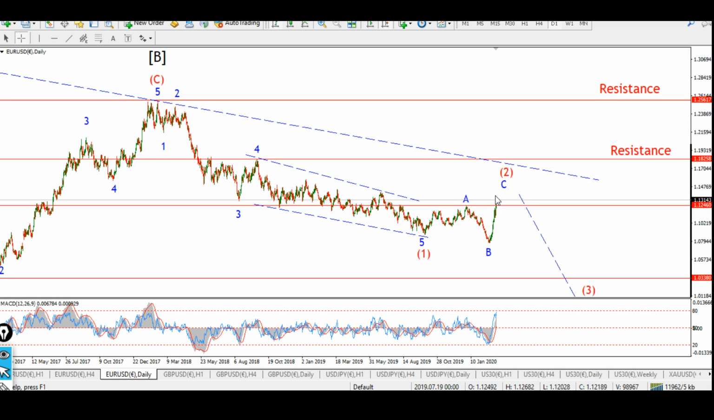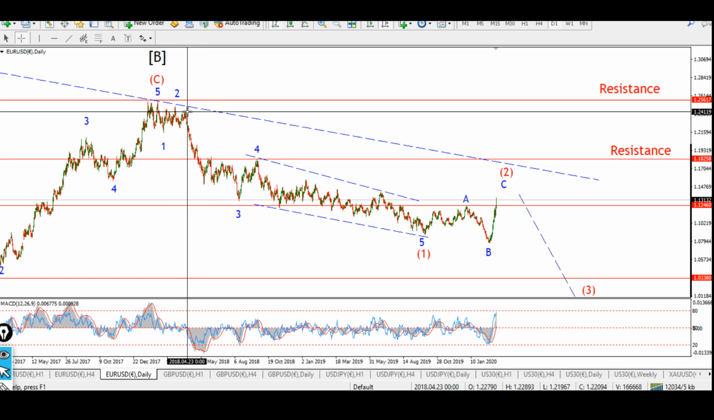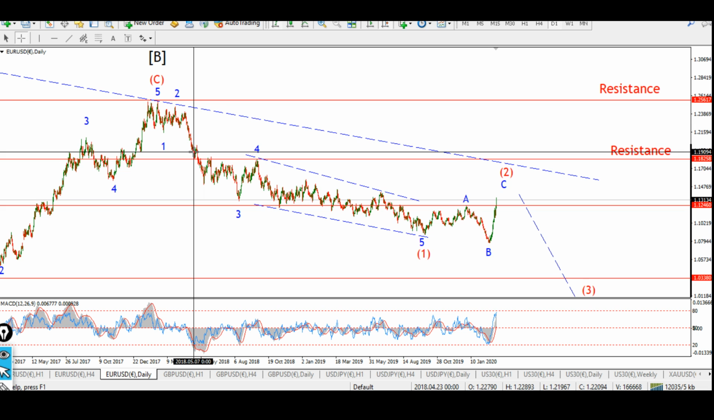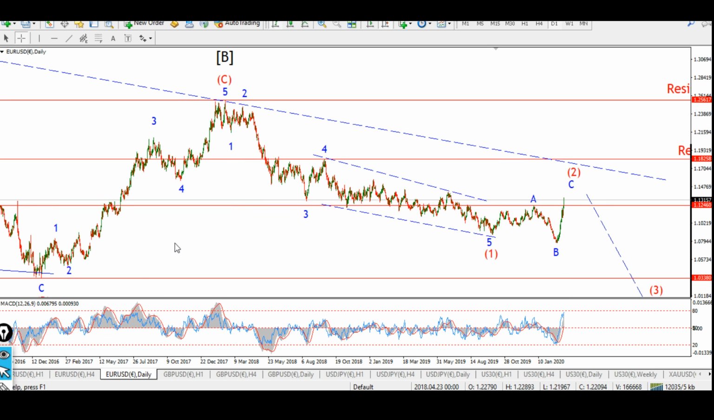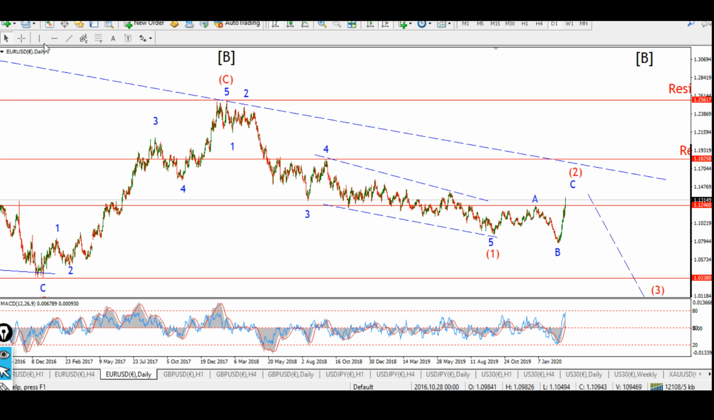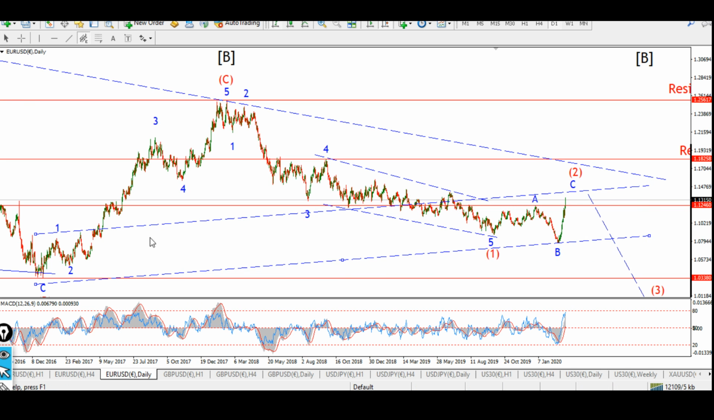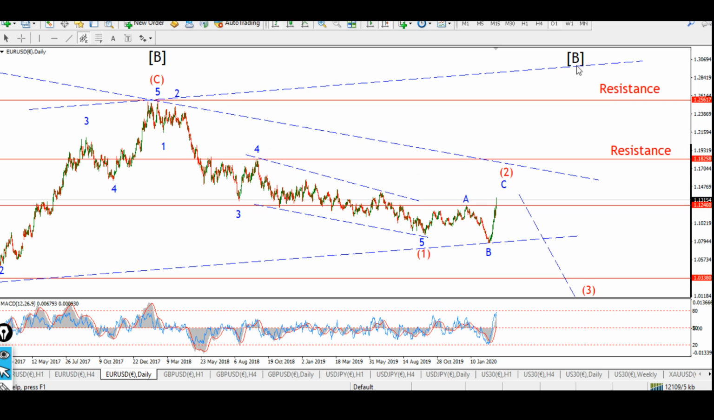This is the biggest move in euro dollar in one week probably since last April. So over almost a year, the biggest single move in euro dollar. So I'm calling this a C wave, wave C of 2, and there are other ways to interpret this. This could also be a larger wave B underway. If it's a larger wave B, then we would have, if you can see the trend channel here, an ABC pattern up to about 128 or 130 to complete.